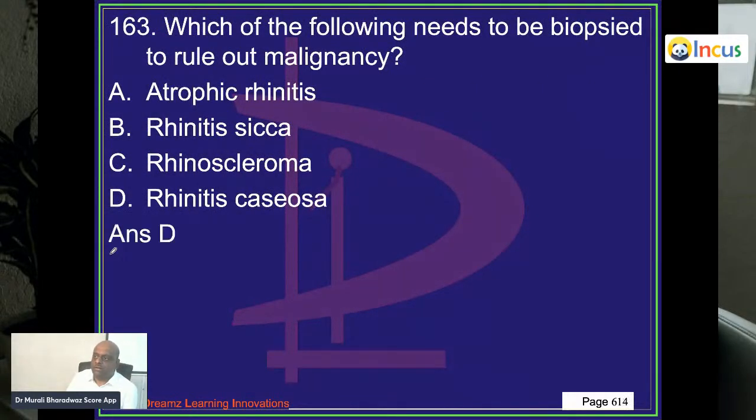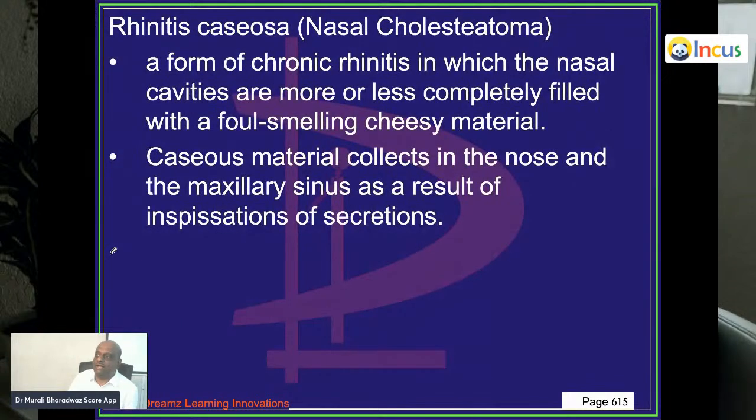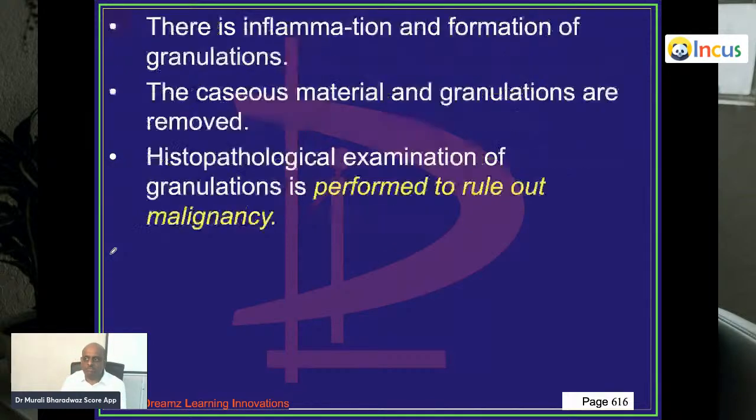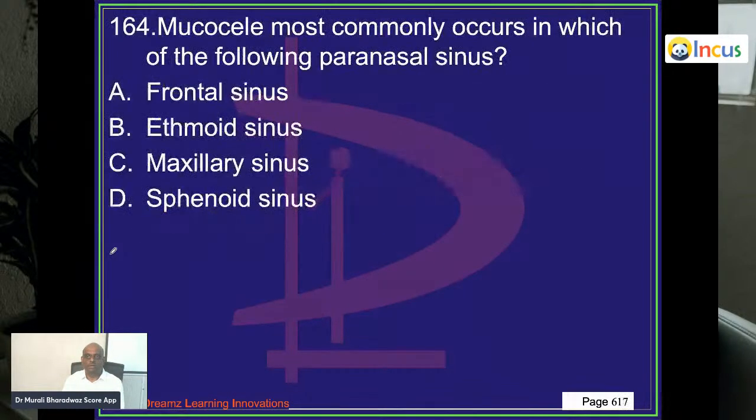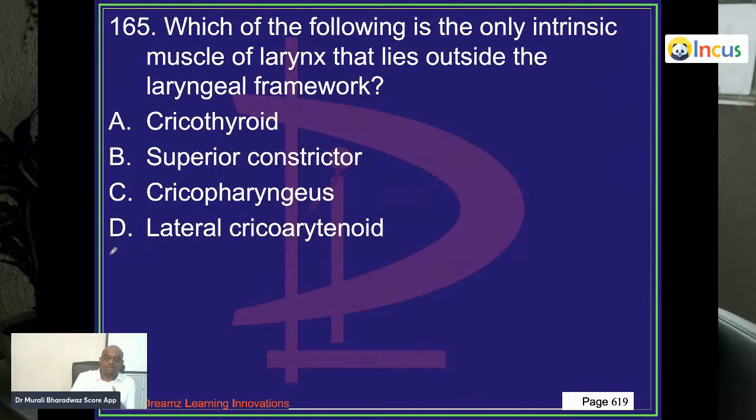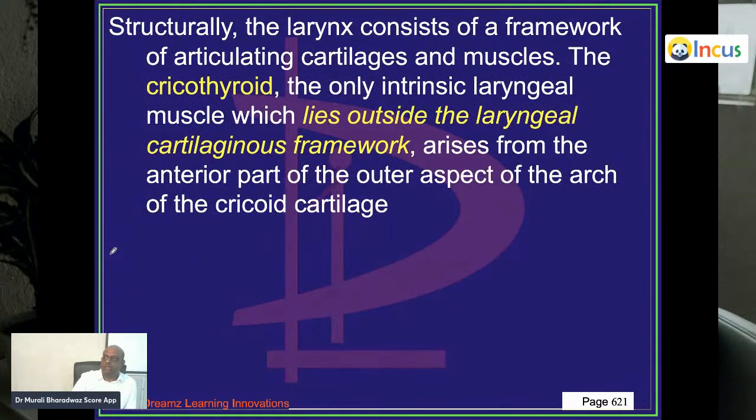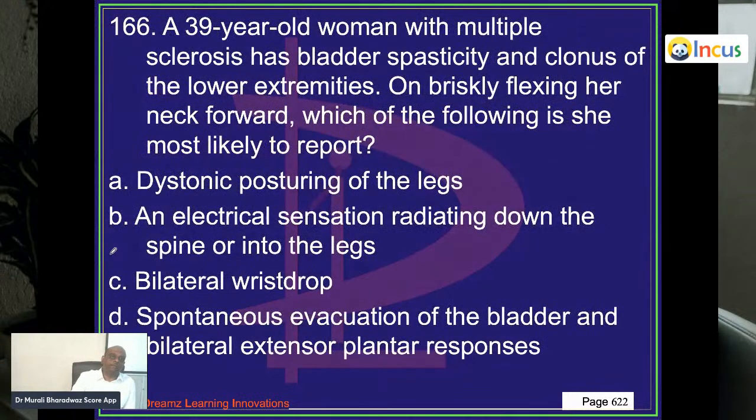Which one can be premalignant? Rhinitis caseosa. Nasal cholesteatoma is also called rhinitis caseosa, which can become malignant. You need to rule out malignancy, basically. Which paranasal sinus gets mucocele? Frontal sinus. You'll remember, right? What is the only intrinsic muscle of the larynx that lies outside the laryngeal framework? Cricothyroid. That's what you need to remember.